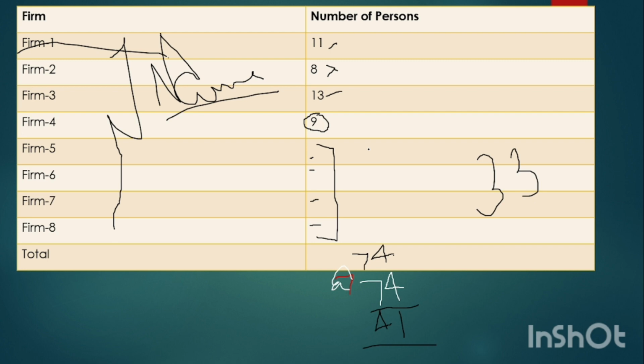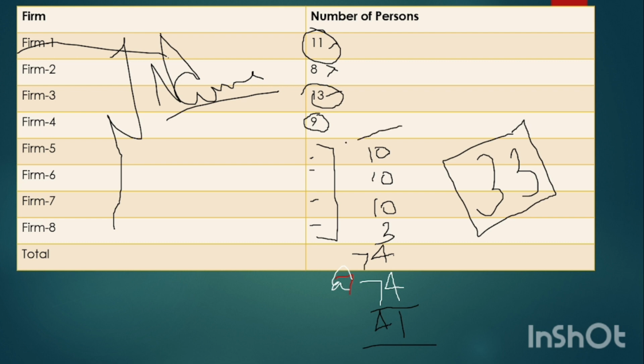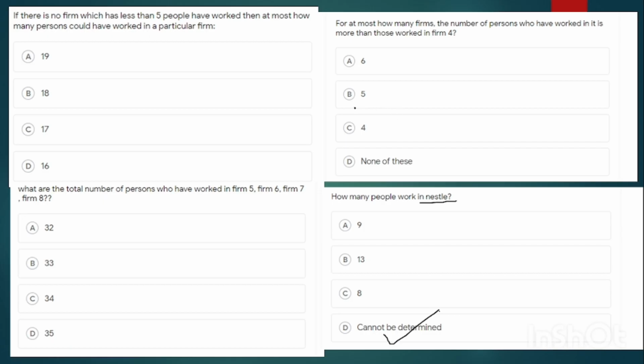What can be the maximum number of persons to have in firm 5? I can have 10, which is greater than firm 4. Here also I can take 10. There won't be any harm. Same for firm 7, I can have 10 persons. I was having a total of 33, these 4. So the remaining firm 8 can be 3. Hence, I got 1 over here, 1 over here, and 3 from here. So 2 plus 3, that is 5.